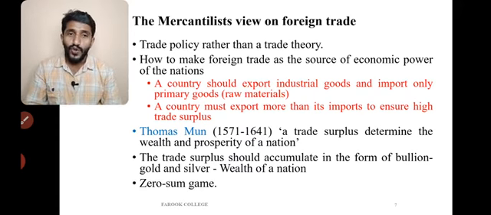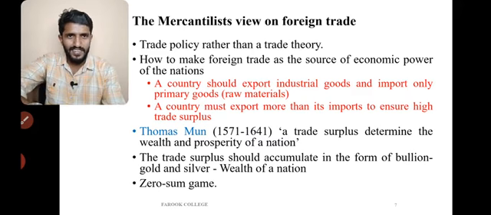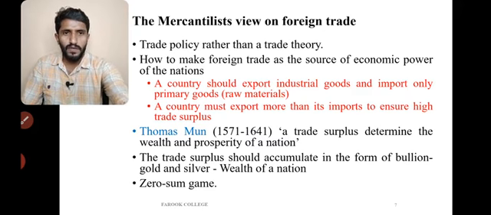And they were also talking of a zero-sum game. What is a zero-sum game? Zero-sum game means there is no possibility of mutual gain. That is a zero-sum game. If you have done game theory, you know what a zero-sum game is. Let me explain with an example.